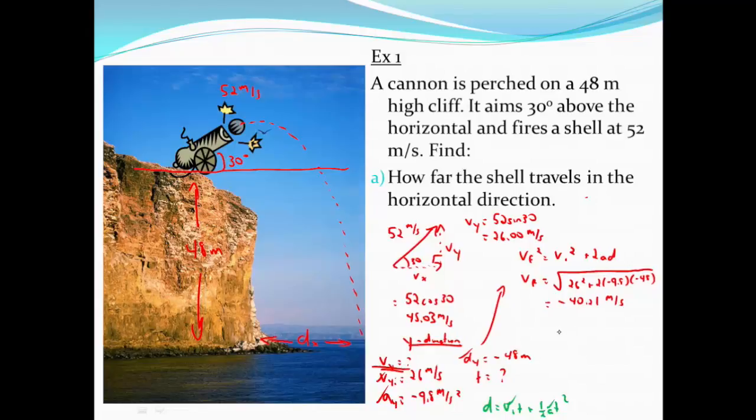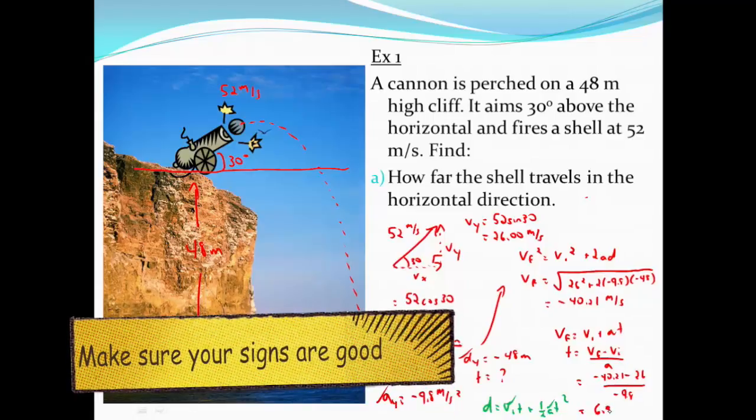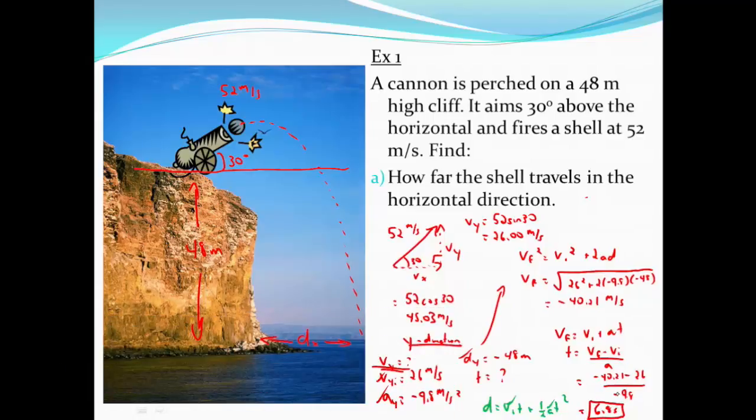We can use our second equation, Vf equals Vi plus At, to find our flight time. Solving for t equals Vf minus Vi over A. If you plug in the values, negative 40.21, subtract 26, divided by negative 9.8, you should end up with a value of 6.8 seconds. Again, that's the sig figs, 6.756 for those that are carrying the digits. So there we go. We now have the time of flight.